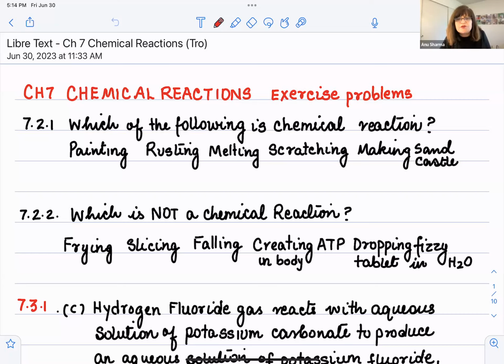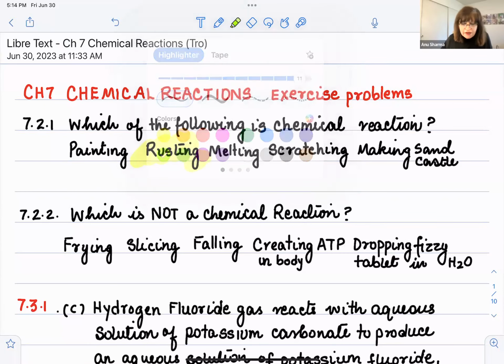So the first one is, which of the following is a chemical reaction? A chemical reaction obviously involves either the evolution of heat or the absorption of heat, formation of a solid, formation of a gas, maybe a color change, and a new substance is always formed. And there is certain common terminology associated with chemical reactions in general. For example, rusting is a chemical reaction. It is happening in nature. So rusting is basically iron reacting with oxygen. Okay, so that's one piece.